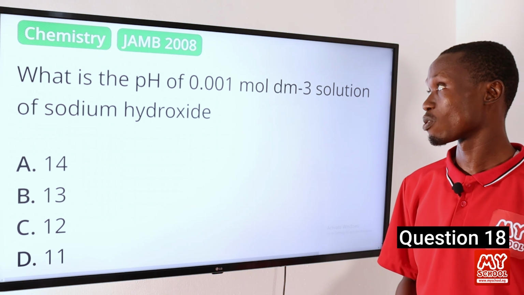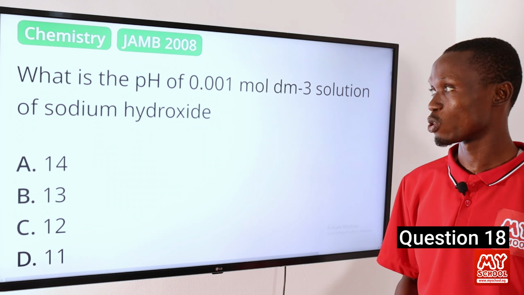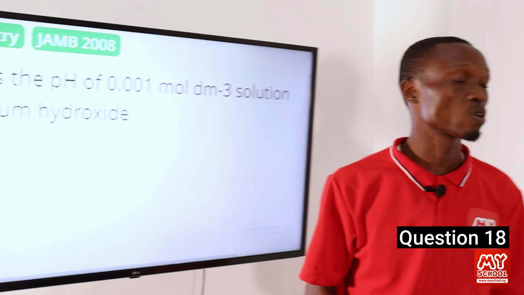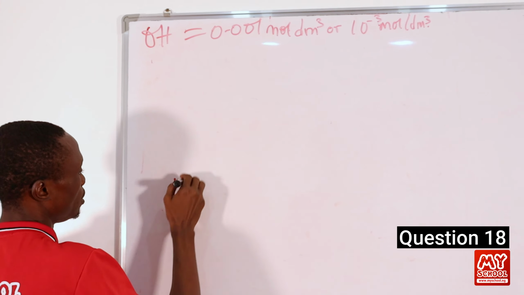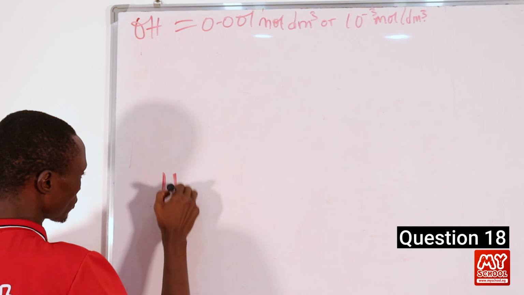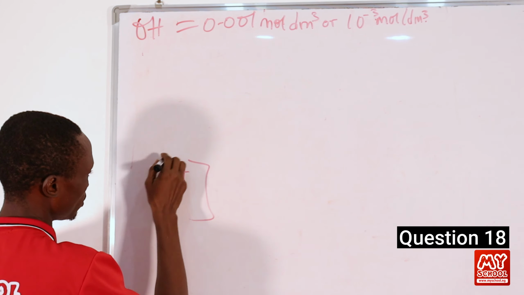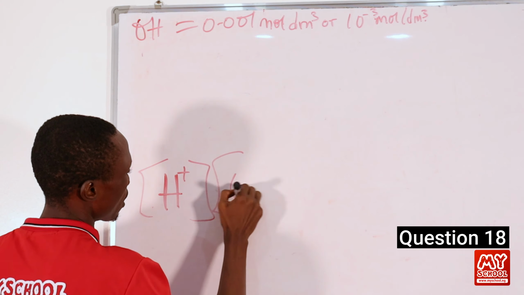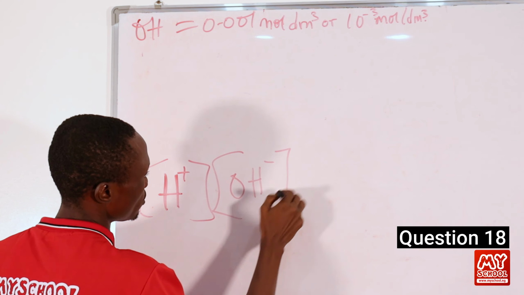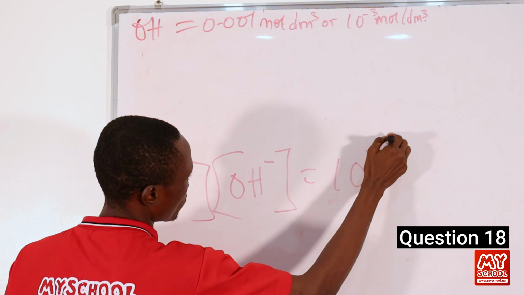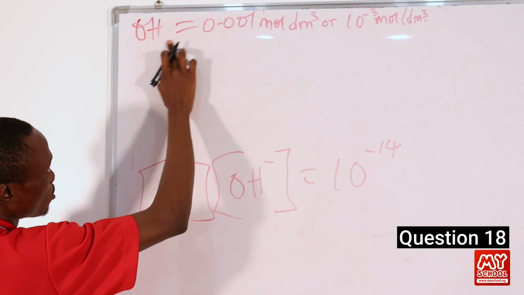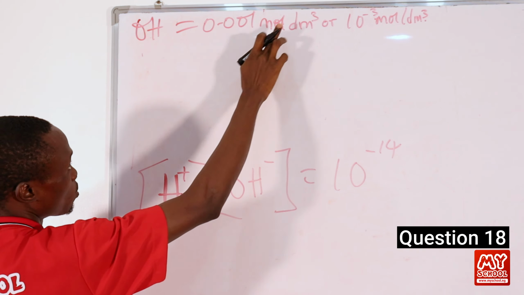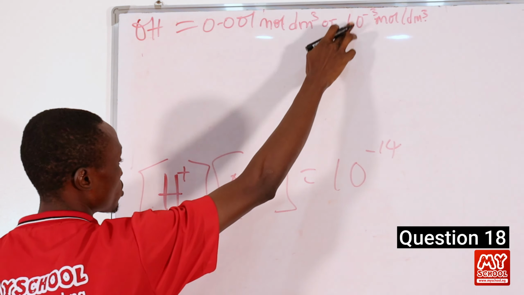What is the pH of 0.001 mole dm cube solution of sodium hydroxide? So let's quickly move over to the board to solve that question. We know that hydrogen ion times hydroxide ion is equal to 10 raised to power minus 14. From the question we are given that hydroxide ion is equal to 0.001 mole dm cube, which is written as 10 raised to power minus 3.